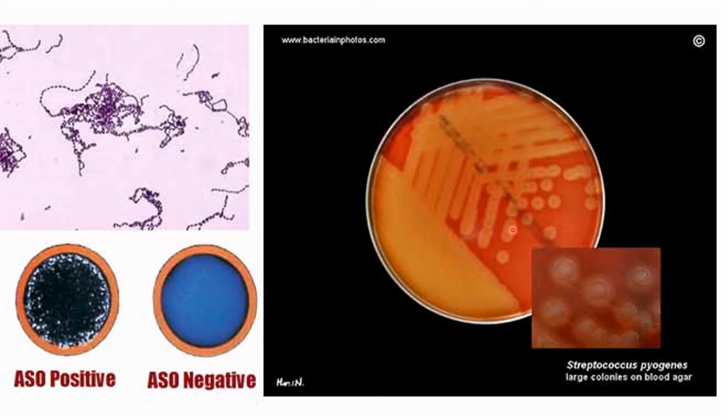Next, we have, yeah, this is Streptococcus pyogenes. So on blood agar plate, it's a hemolytic bacteria. Okay.